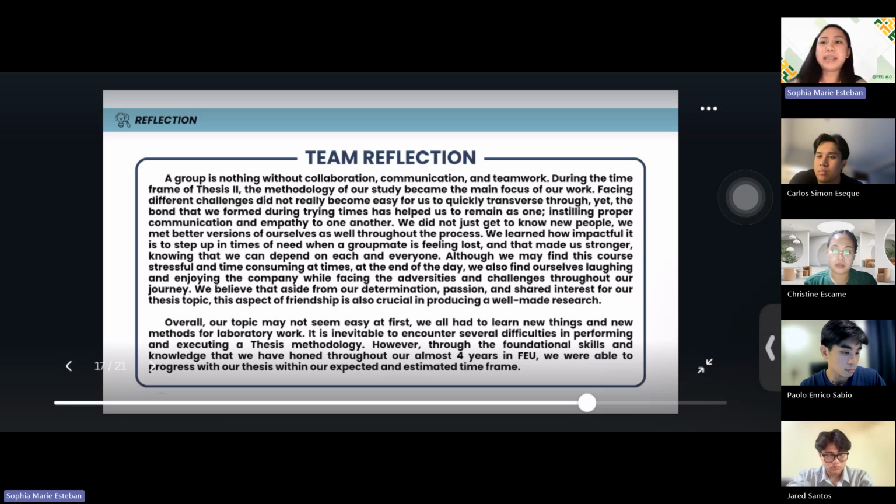Overall, our topic may not seem easy at first. We all had to learn new things and new methods for our laboratory work. It is inevitable for us to encounter several difficulties in performing and executing a thesis methodology. However, through the foundational skills and knowledge that we have honed throughout our almost 4 years in FEU, we were able to progress with our thesis within our expected and estimated time frame.